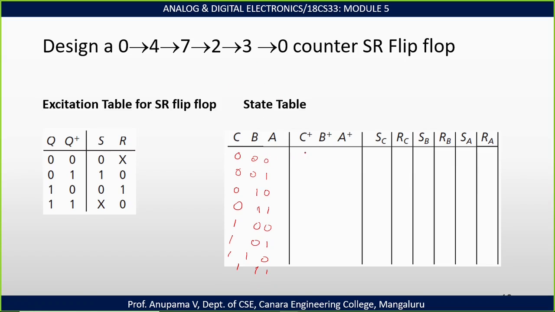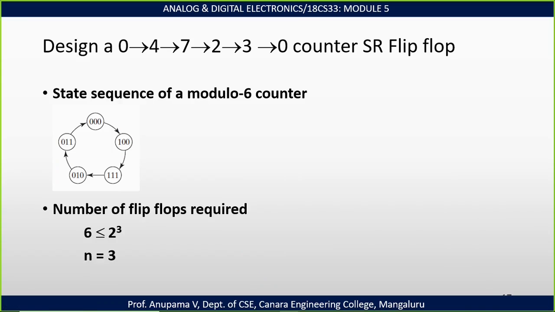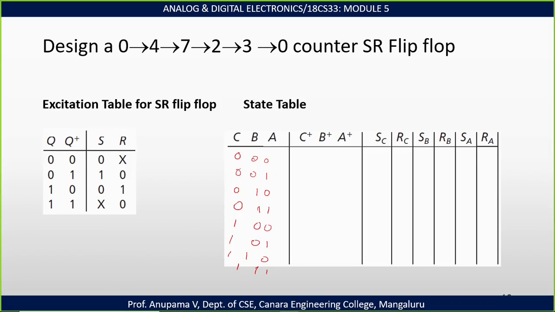Now, what is the value for C plus, B plus, A plus? That is, what is the next state? So, now we have to refer the sequence diagram to get the next state. So, what is the next state of 0? Next state of 0 is 4. So, write 4, 100. What is the next state of 001? 001 is not given in the question or in the sequence. You write don't care condition.